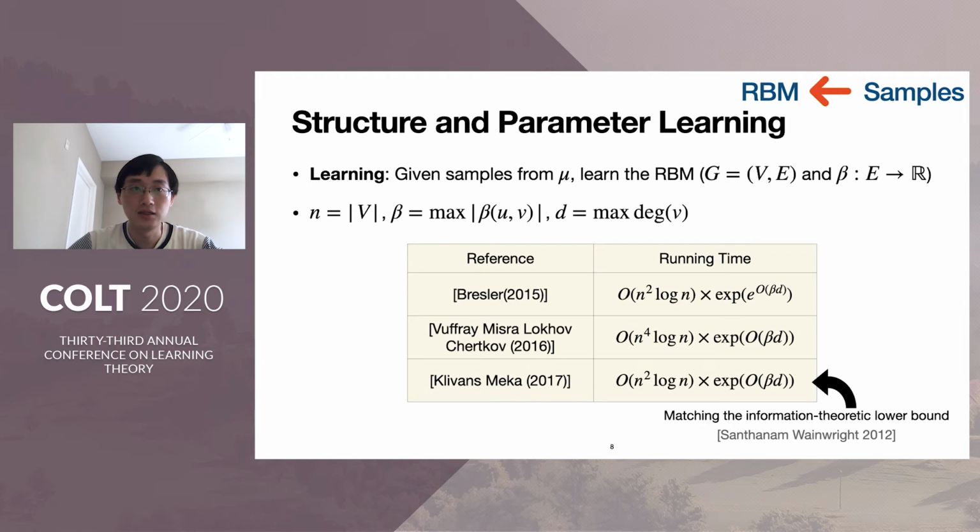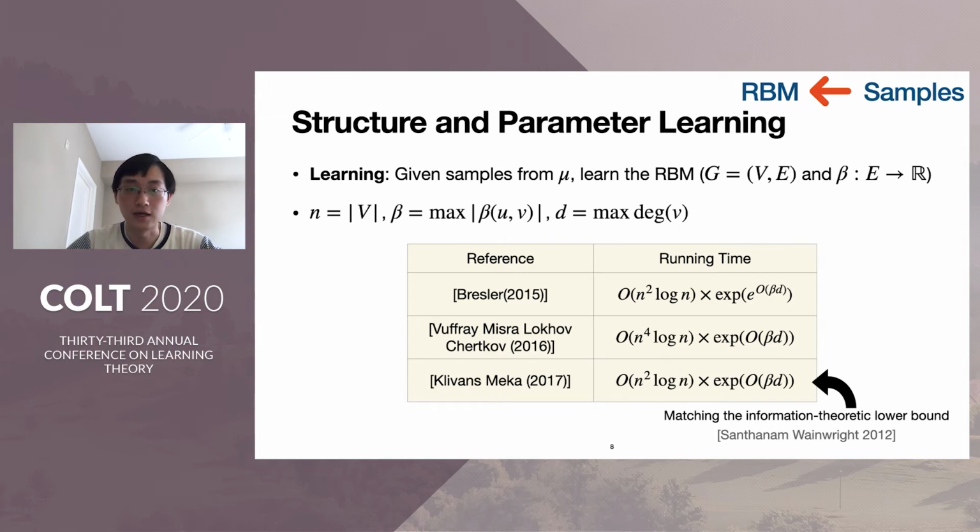And the second closely related problem is the learning problem, which you can think of as an inverse of the sampling problem. So in the sampling problem, you are given the RBM and you want to generate samples. But now in the learning problem, you are given the samples, but you don't know the RBM. And the goal is to recover the RBM from these samples. And this is also a classic problem that has been studied for many years, and it has attracted a lot of attention in recent years.